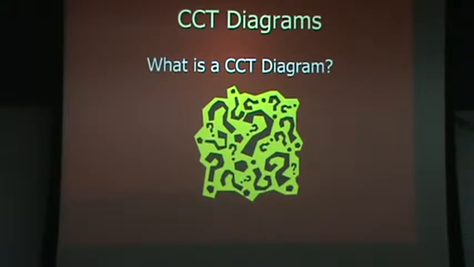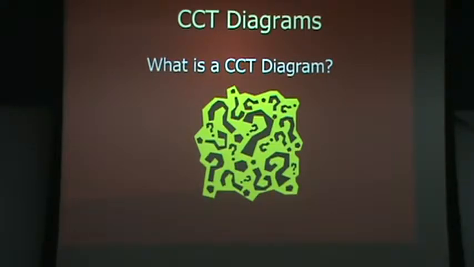What is a CCT diagram? Anybody have any guesses before we bring them up on screen? Continuous cooling? Yeah, continuous cooling. And so do you have a recommendation for how you actually go from a CCT diagram to a TTT diagram, since they're so very similar?